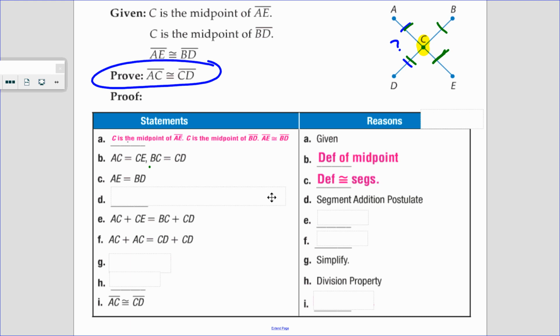Then segment addition postulate. If we take these, we're going to say the whole thing AE equals AC plus CE. Then the other segment, the whole thing, which is BD, equals BC plus CD. So going from step D to step E, what did you take out? We took out the AE and we took out the BD. So we substituted.